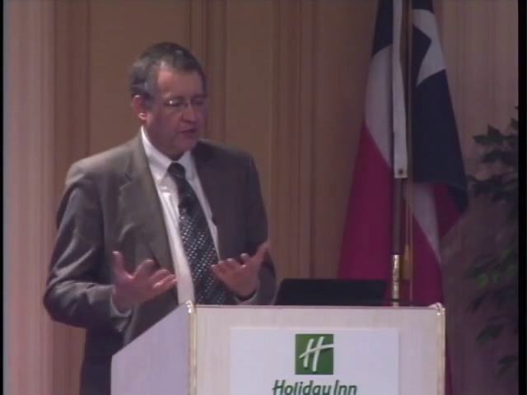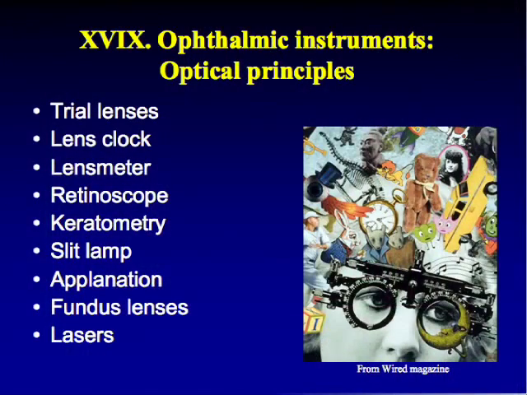So those are just some practical aspects of prescribing glasses in patients, adults and children. And what I want to go to next is to look at the optical principles of some of the ophthalmic instruments that we use on a daily basis, and to try to better understand exactly how it is that they work. So we're going to talk about everything from the lowly trial lenses and lens clock to Lensmeters, retinoscope, how keratometry and slit lamps work, applanation tonometry, then fundus lenses and lasers.